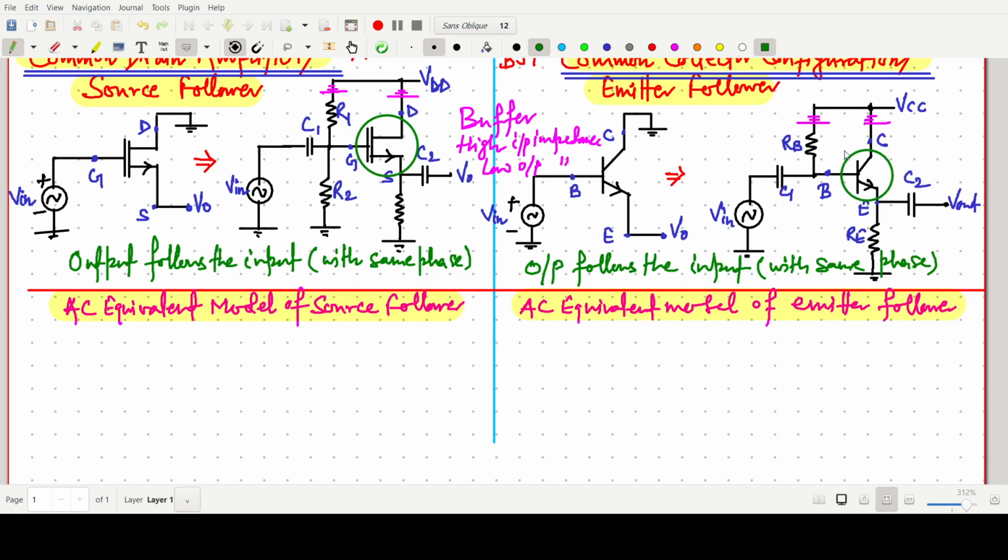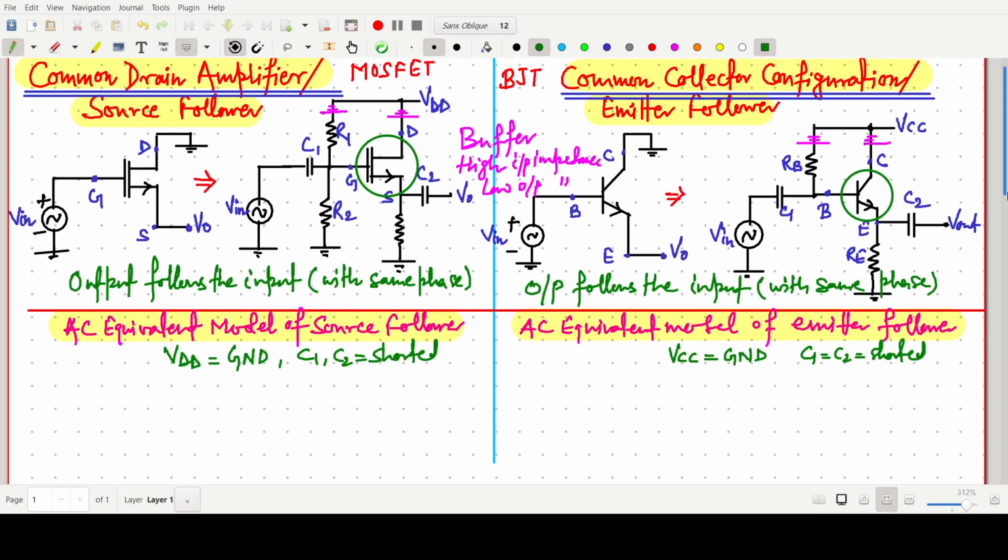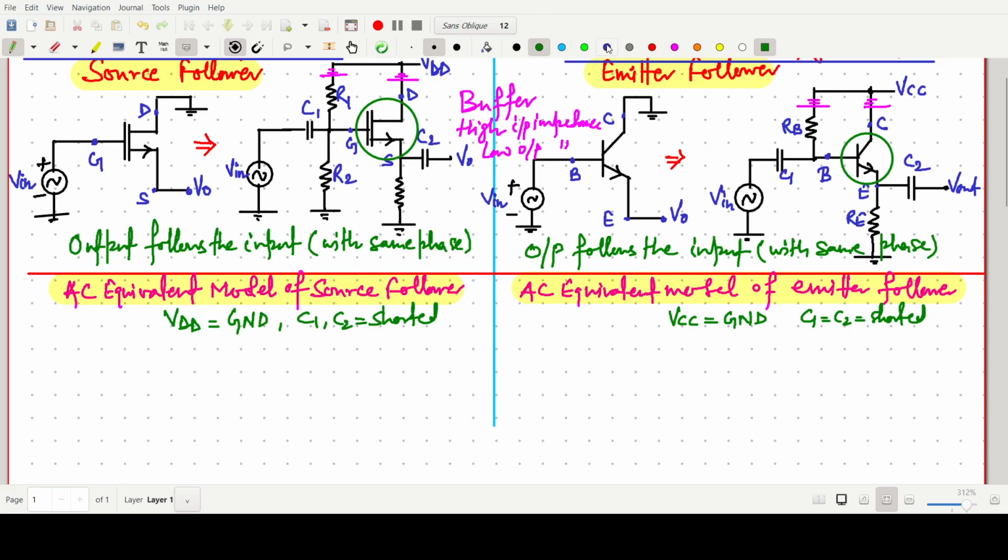So now we have to draw the AC equivalent model. Supply we have to make it ground. So here VDD we have to make it ground, and here we are saying the VCC we have to make it ground. Capacitors C1 C2 shorted. Here also C1 C2 shorted. So I am directly drawing the AC equivalent model for this MOSFET.